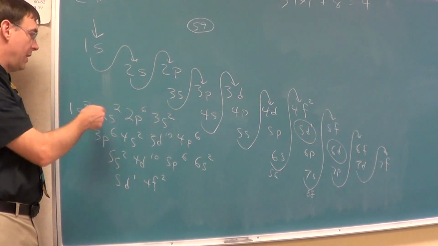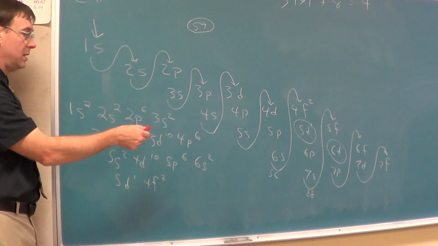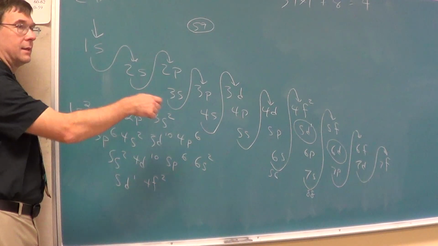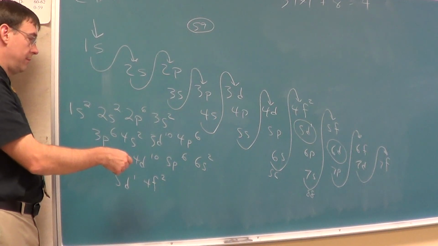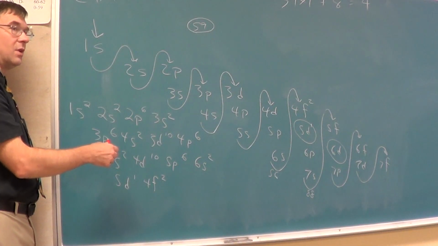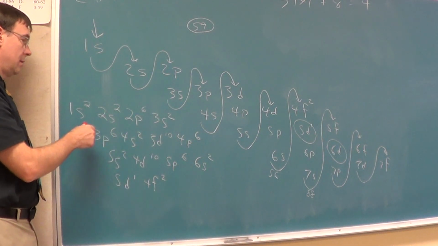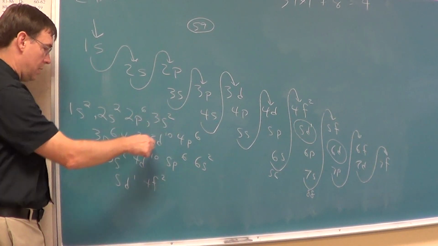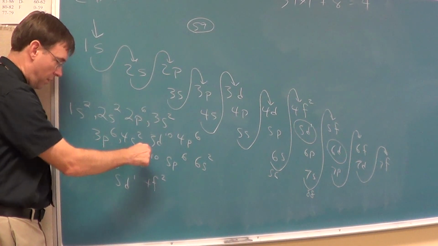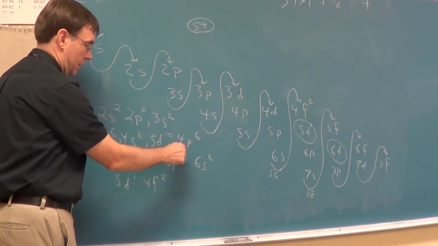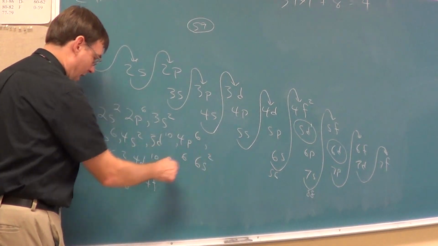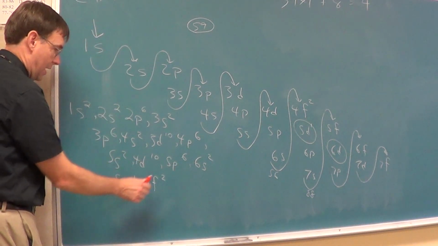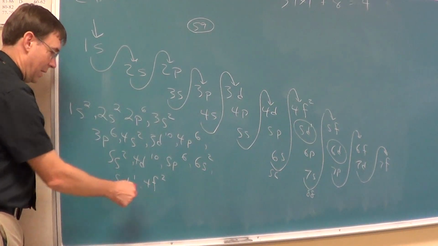But the S's are always going to fill with 2, the P's fill with 6, and so on and so forth. If you do all of this on a test, you have to put the commas. Commas to separate the energy levels. So 1 from 2, 2 from 3, 3 from 4, 4 going back to 3, 3 going up to 4, back to 5, down to 4, up to 5, up to 6, down to 5. So do it there. Back to 4.